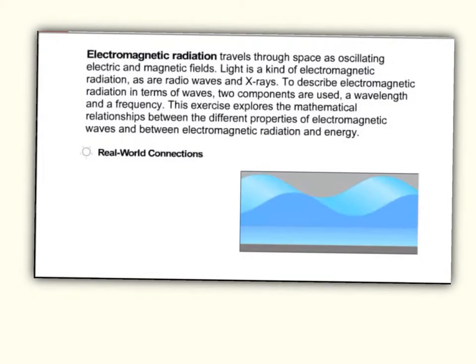Electromagnetic radiation travels through space as oscillating electric and magnetic fields. Light is a kind of electromagnetic radiation, as are radio waves and X-rays. To describe electromagnetic radiation in terms of waves, two components are used, a wavelength and a frequency. This exercise explores the mathematical relationships between the different properties of electromagnetic waves and between electromagnetic radiation and energy.